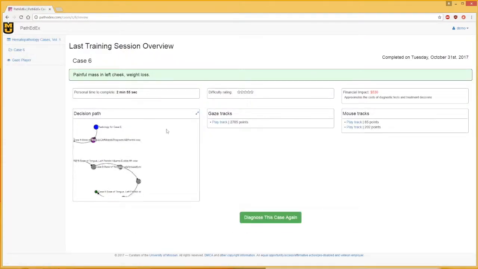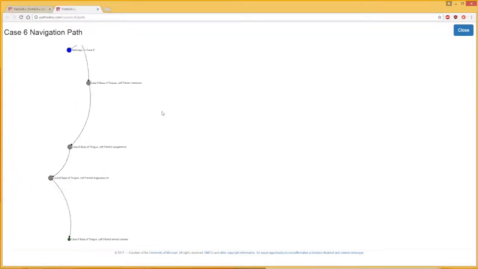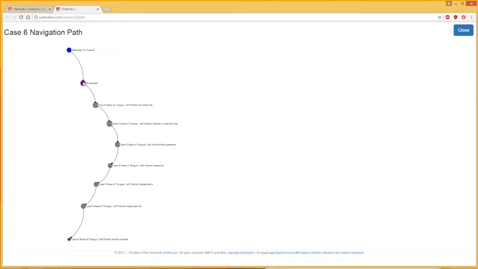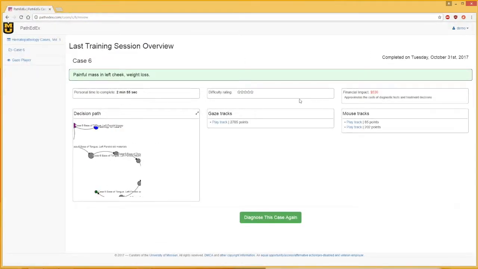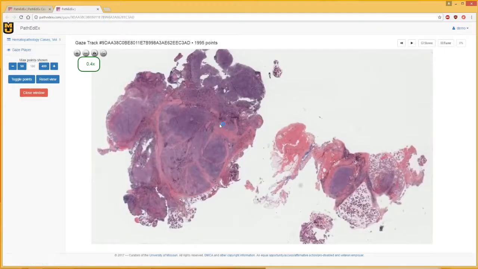Okay, so now we want to analyze our performance. This is the utility of this tool: it's like a video game. You can get a score, and then you can see how well you did. It took me 2 minutes and 55 seconds to make this diagnosis. I got 2,785 points. And if we click on the play track, we can see it's like a little movie of where my gaze went.